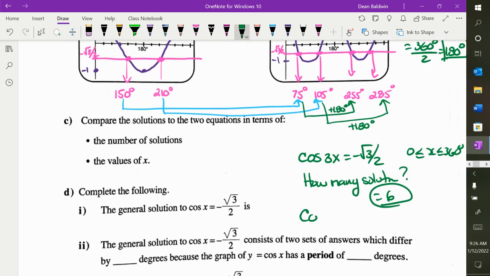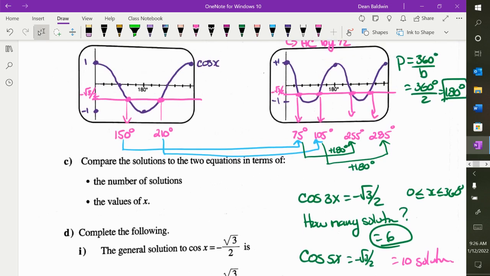What if I wrote cos 5x is equal to negative root 3 over 2? How many solutions? You'd have 10 solutions, because you have 2 over the regular domain. Essentially, this doesn't work for everything, but you will start to see how it works the more we do. You multiply this b value by 2, and that will give you your number of solutions between 0 and 360. I can change the domain, and that's going to change things, but it basically doubles the number of solutions. Okay?